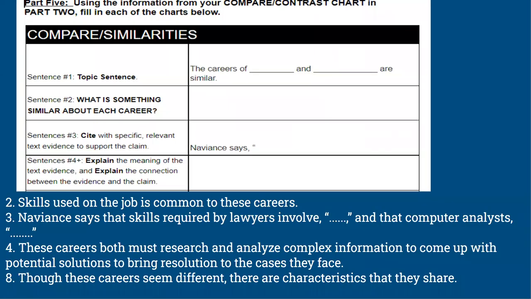First of all, in part 5, go ahead and fill in the blanks for your topic sentence. The careers of blank and blank are similar. Go ahead and fill in that blank in part 5. That is our first step here, because this paragraph is all about how these two careers are similar. So we're going to introduce that. Reminder, your topic sentence is your first sentence in each body paragraph. It's where you give the direction for the paragraph.